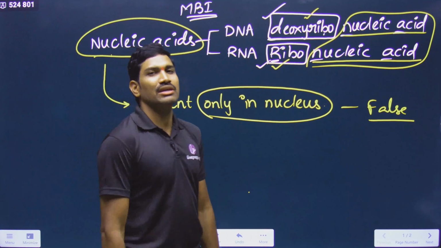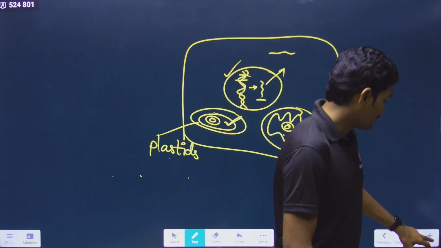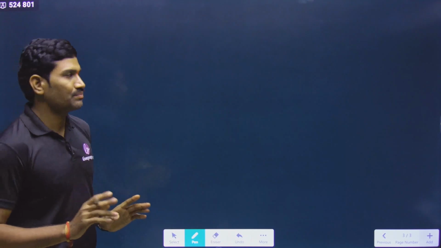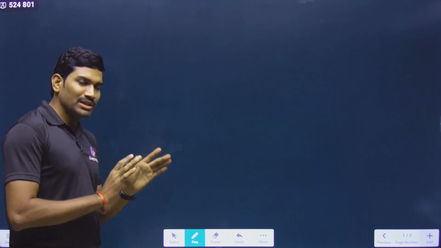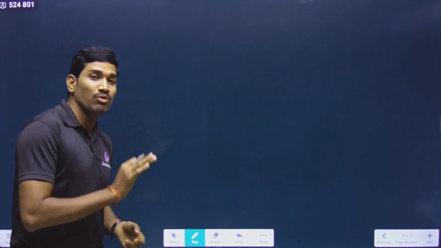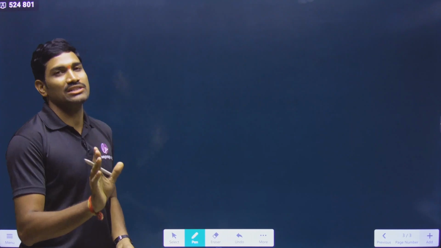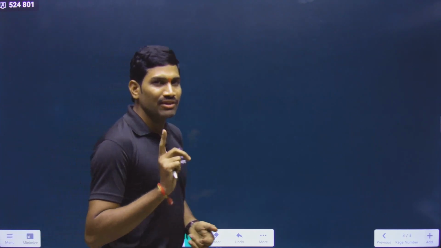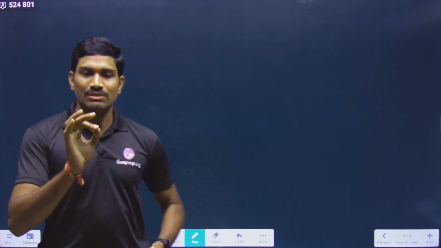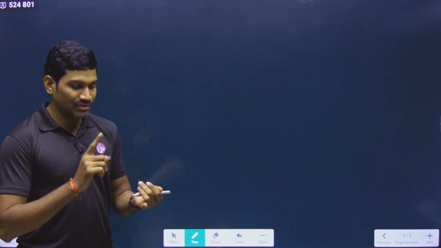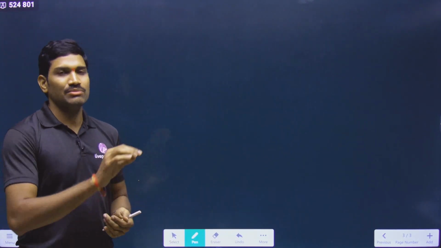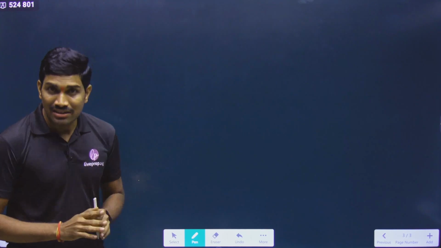The next point that we are studying is functions. What are the functions of these nucleic acids? Even though these points are mentioned in the NCERT, I will go with a clear-cut explanation. These explanations are very important to solve many problems in biology. Some sentences will be given and you need to identify whether they are true or false, or some MCQ will be given and you need to get the answer.